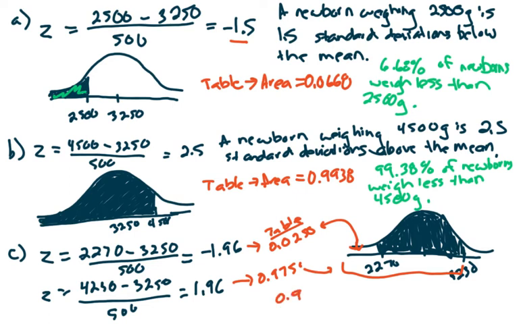So 0.9750 minus 0.0250 gives me 0.95 or 95%. So there's a 95% probability that a newborn weighs between 2,270 and 4,230 grams.